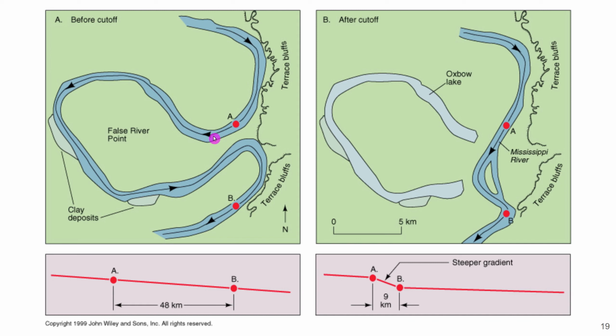So here's an example of the Mississippi River, and I wanted to go over the physics of what happens. This is the river miles going from point A to point B. It used to take 48 kilometers to go from A to B. In 1722, the river cut off. There was an oxbow lake. But now going from A to B only takes 9 miles. So the river is much steeper, so it's going to flow faster. And so you'll get faster erosion after the cutoff.